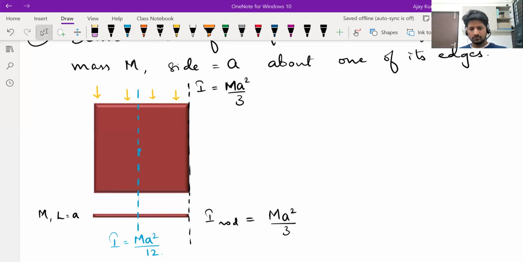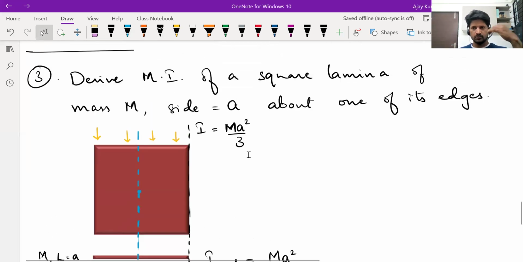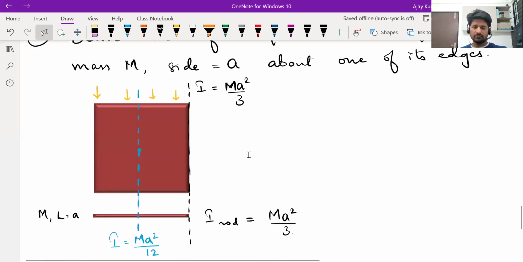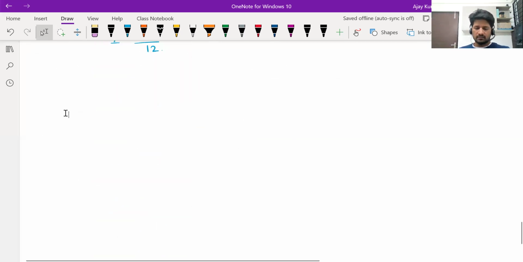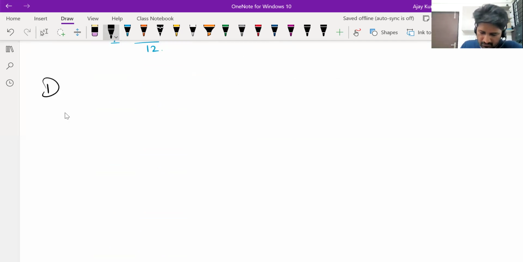Next, for the square lamina itself, again, I'll just describe the situation. You visualize and try to derive, but you will have to make use of these results now. About one edge, it is ma square by 3. About the line which cuts the square into two equal rectangles, it is ma square by 12. Okay, we derived that by using that compression idea. Actually, there's another way. Integration idea is also there. We'll discuss that. But before that, derive this.